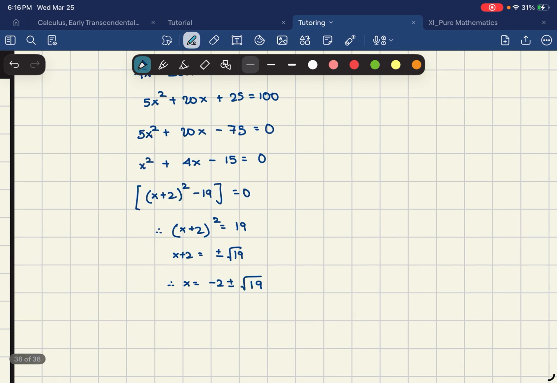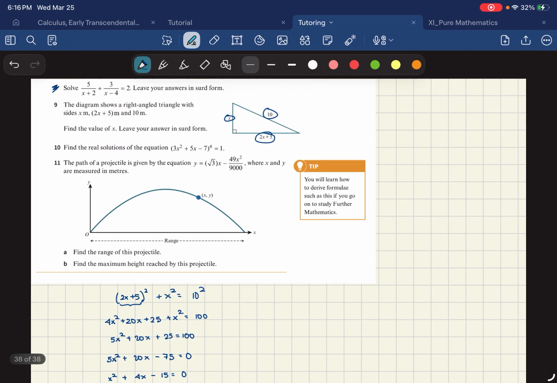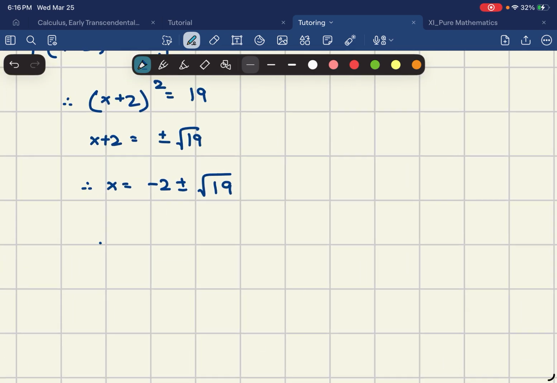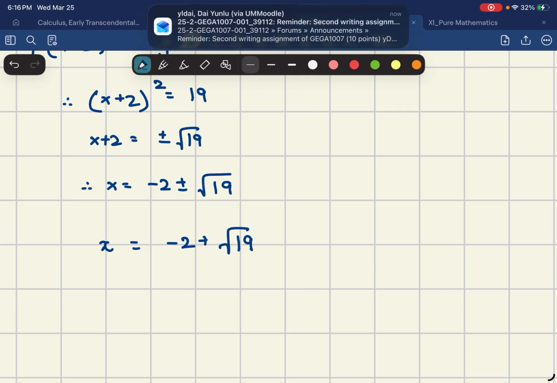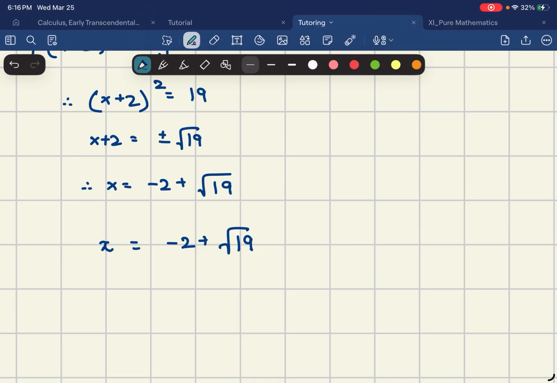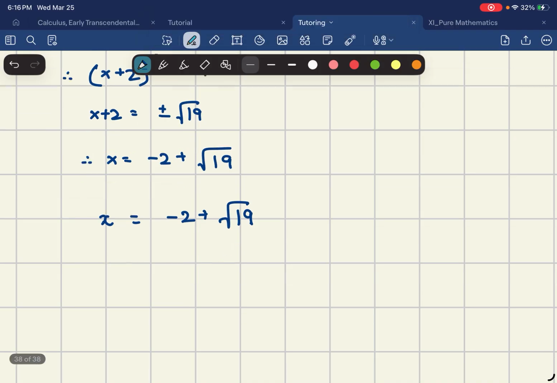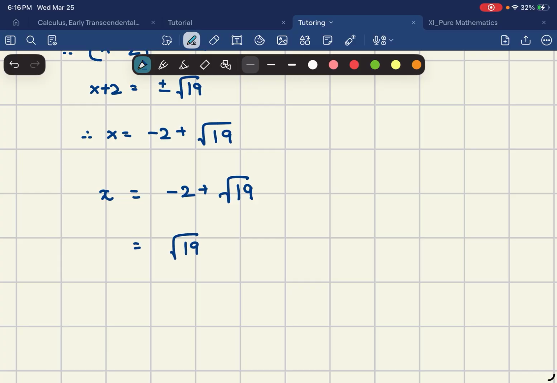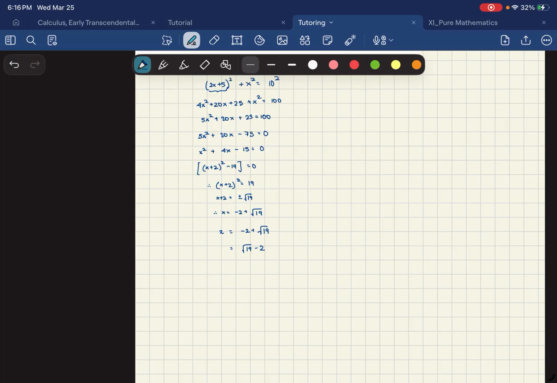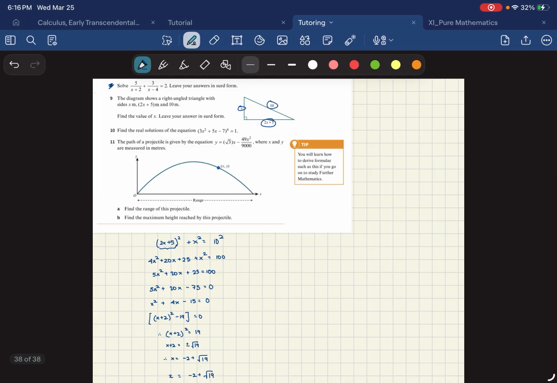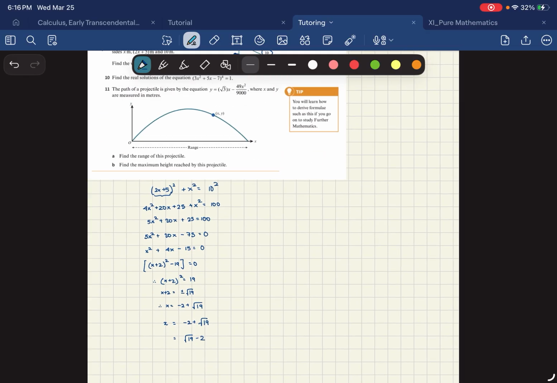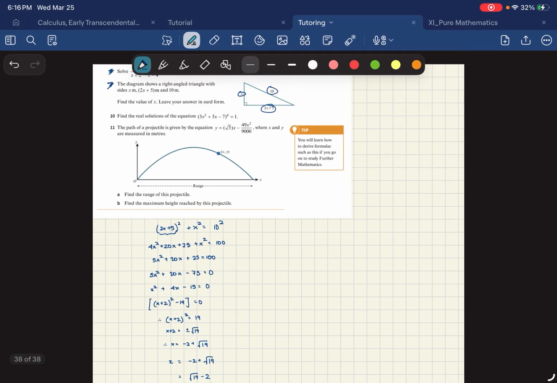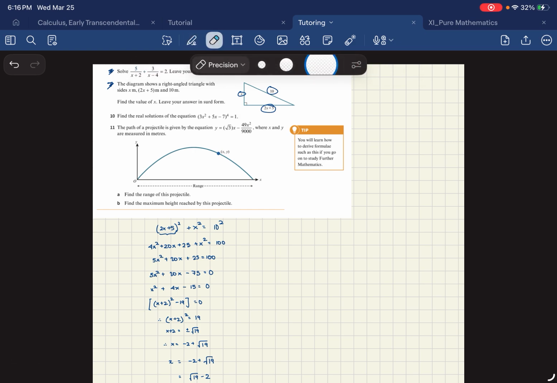But remember, x is a length. So we can't have a negative length. So your solution for x is actually negative 2 plus square root of 19. So you need to reject the negative sign. So that should be your answer. Or you can write this as square root of 19 minus 2. So that is the value of x. All right. So you need to reject the answer because length can only be positive.